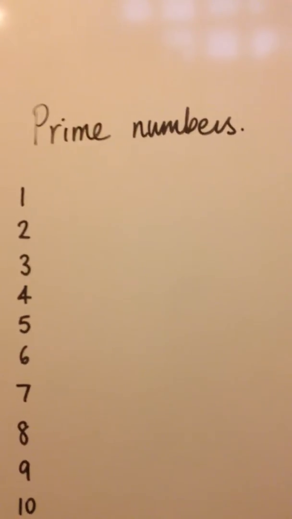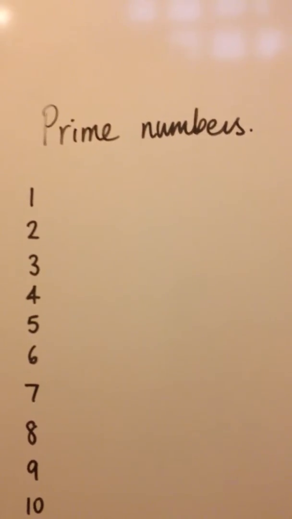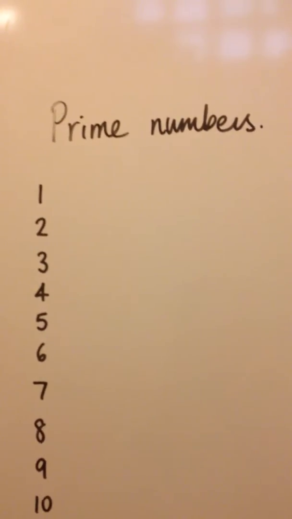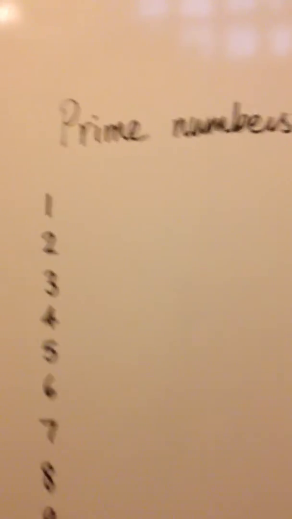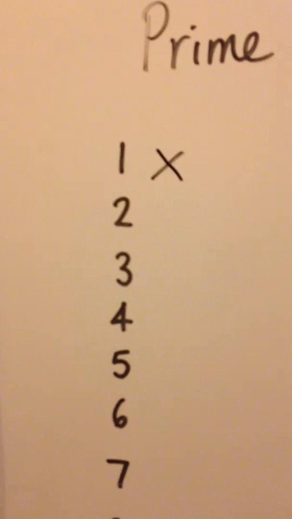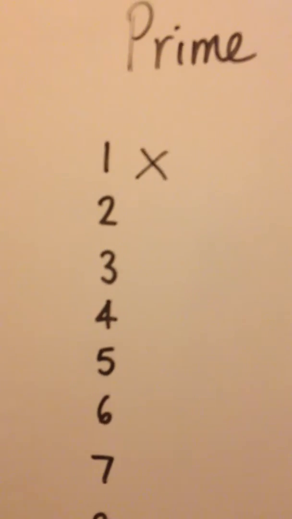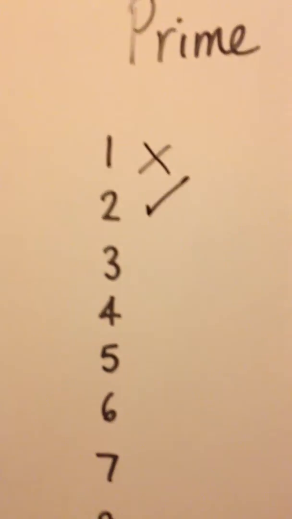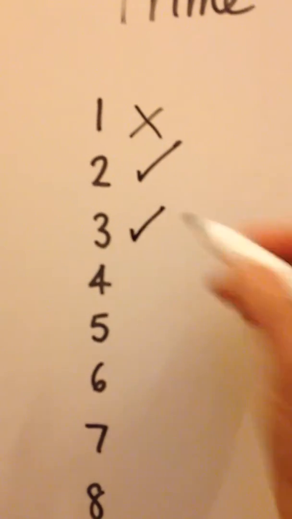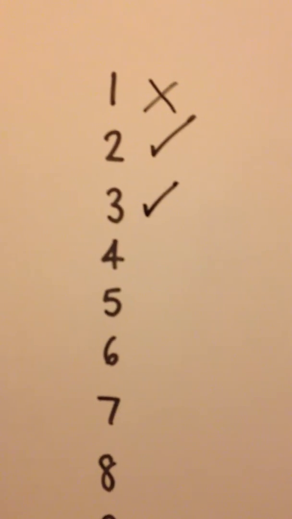Prime numbers. The definition of a prime number is a number which has two different factors, one and itself. No other factors are allowed. So, one is not a prime number because it's only got the factor of one, one times one. Two is a prime number, two times one, one times two. Three is a prime number, three times one, one times three.